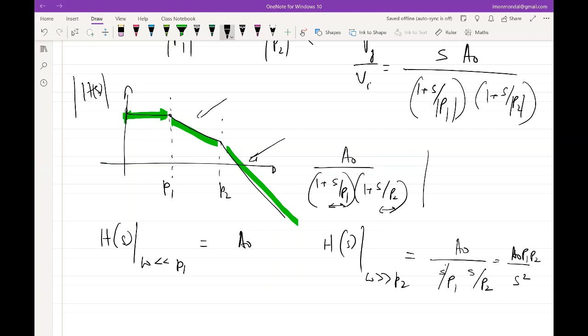So what will this be? Which is much higher than P1 and much lower than P2. In case of Bode plot, it doesn't make a distinction of much higher and much lower. Just higher than P1 is equivalent to much higher than P1. Just below P2 is equivalent to much lower than P2. That's the Bode approximation. So using Bode approximation, what will H of S be in that middle segment?